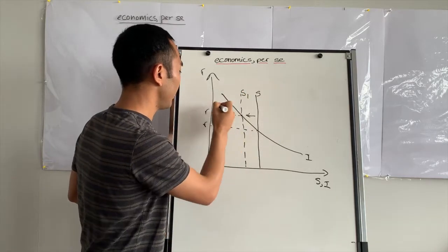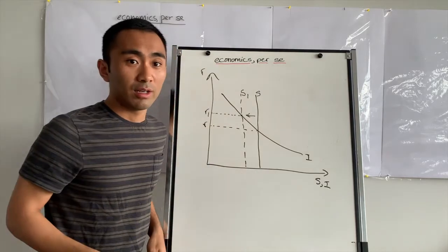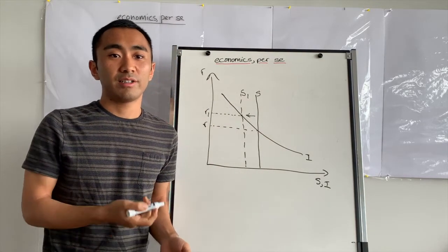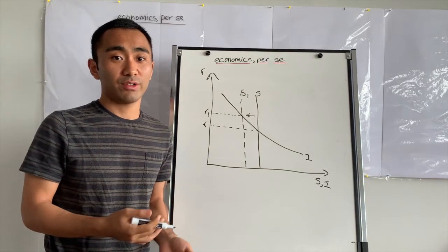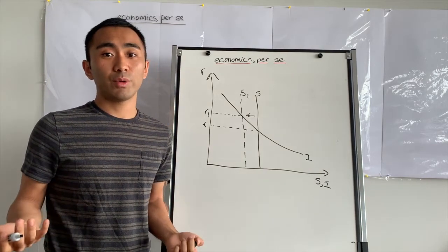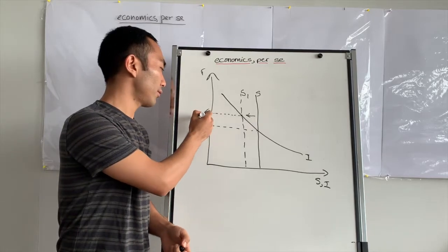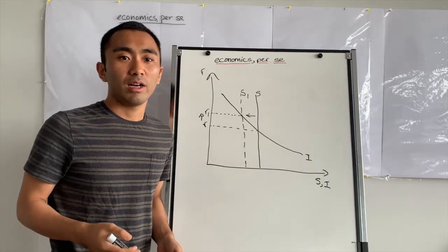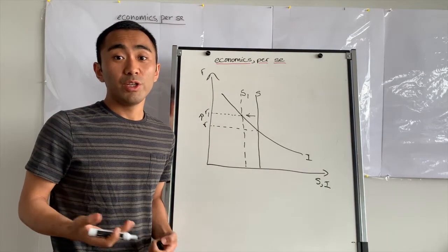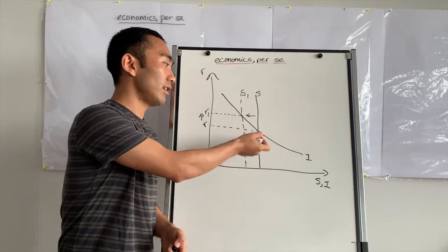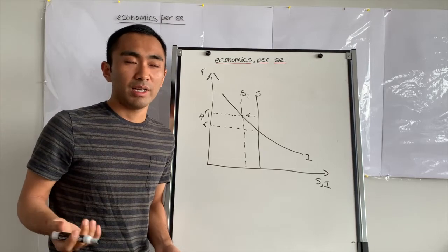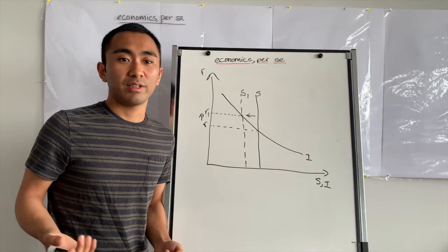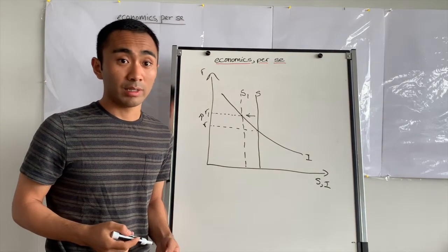Let's call this R1. So what happened here? A reduction in the national savings, a leftward shift in the savings curve, which is the supply of loanable funds. This leads to an increase in the interest rate from R to R1. The new equilibrium is where the new savings curve and the investment curve intersect. In sum, an increase in government spending is said to increase the interest rate.